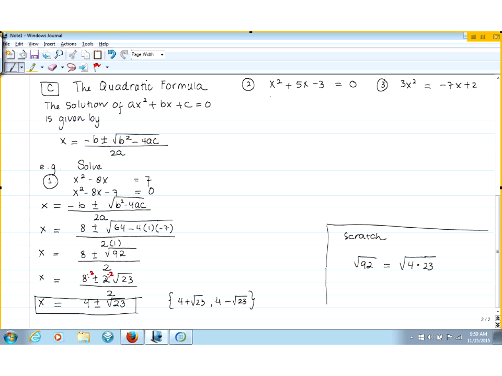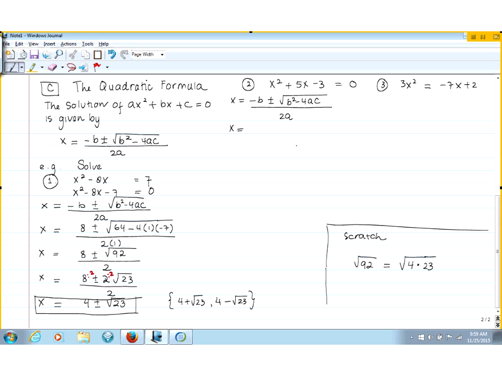All right, so let's see. Is it factorable, first of all? No. So we have to use the quadratic formula, right? So x is negative b plus or minus square root of b squared minus 4ac all over 2a. Okay. So Jasmine, can you tell me what is this one?